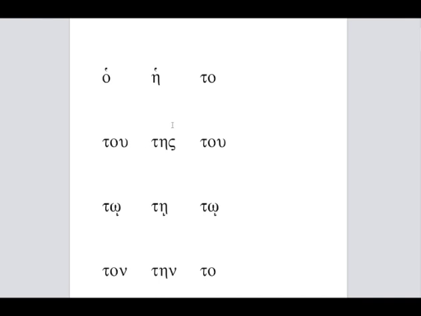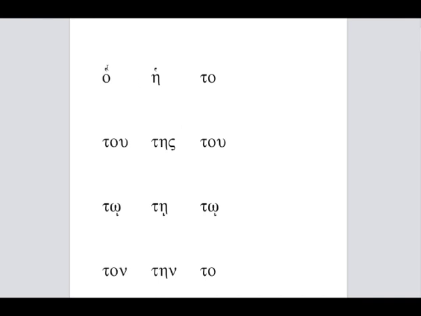Now, what we have here is the singular forms of the definite article. And by definite article, I mean the word the. Now, why do I have forms of the definite article when discussing the case system? Well, the definite article declines, or it changes, it morphs according to the case, just as nouns do. But the definite article is consistent and it only ever morphs one way.